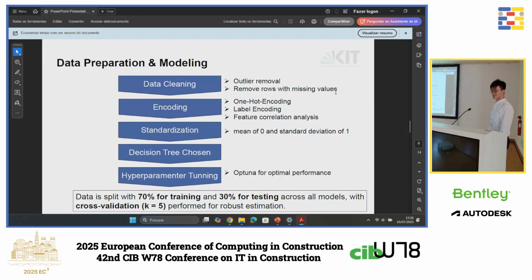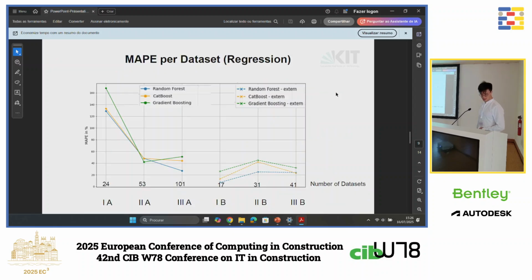The data is split 70% for training and 30% for testing, across all models, with cross-validation k equal to 5 performed for robust examination. And those are our results from the regressions.